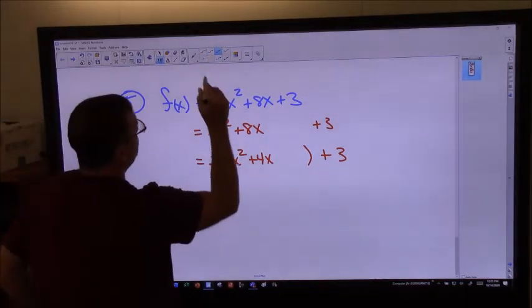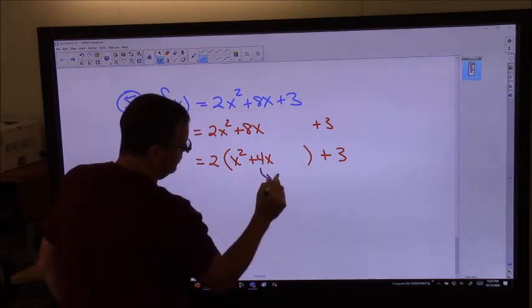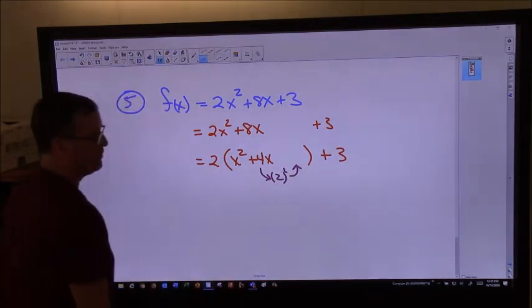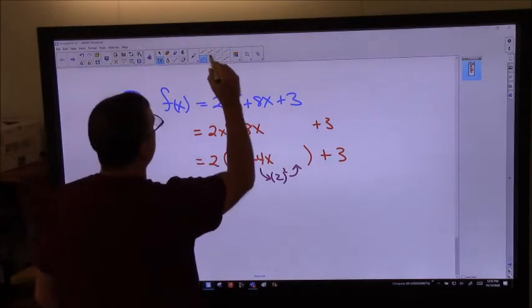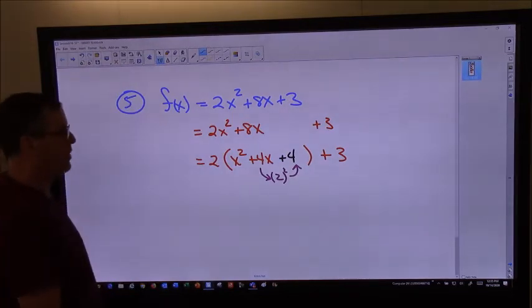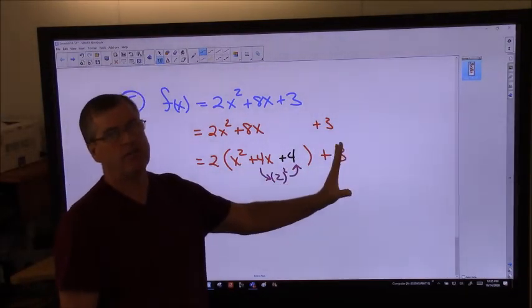Alright, so to do this, I want to take half of this number, which is 2. I want to square that and add it right here. So 2 squared is 4. That means I want to add 4 to that spot, which means I should, we gotta be careful here.